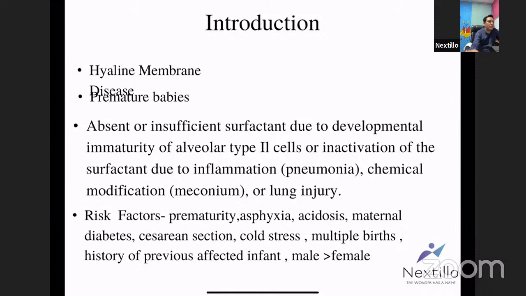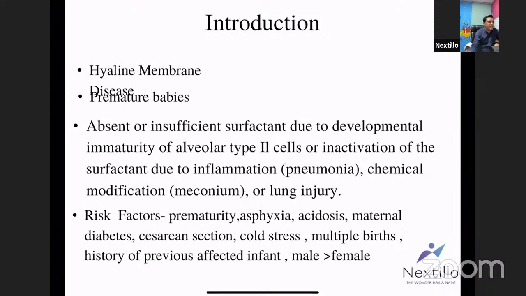So these are the common factors which can cause hyaline membrane disease, or which can cause absent surfactant or deficiency of the surfactant. It can be due to pneumonia, meconium, or lung injury, and most commonly it is prematurity.